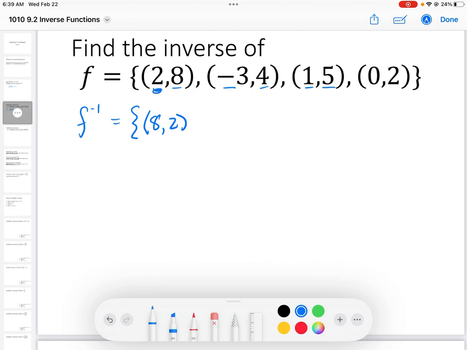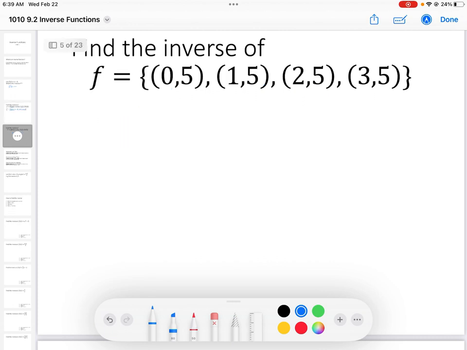So if you input a 2 into the original function and you get out an 8, then the inverse function needs to bring in an 8 and give out a 2. And so the inverse function of f in this case would be 4, negative 3, 5, 1, and 2, 0. So essentially, the inverse function just switches the inputs and outputs.